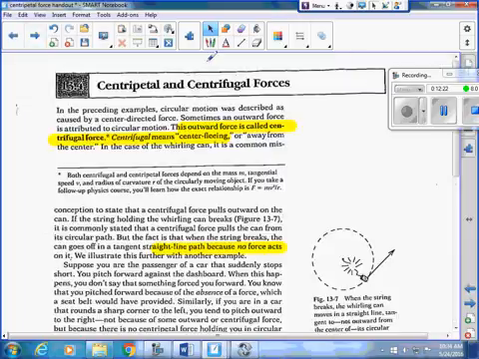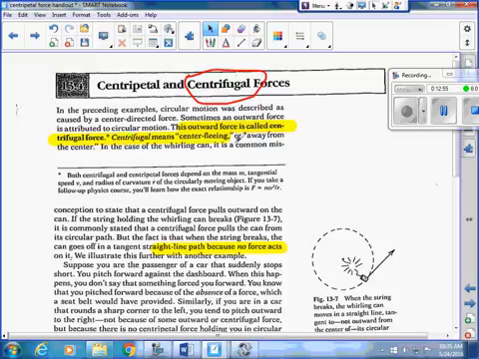Okay, so centripetal and centrifugal. Most people know the word centrifugal force. So let's talk about it. In the preceding example, circular motion was described as caused by a center-directed force. Sometimes an outward force is attributed to circular motion. This outward force is called centrifugal. Centrifugal means center fleeing or away from the center. Centripetal is in, centrifugal is outward. But I have to give you more about centrifugal.